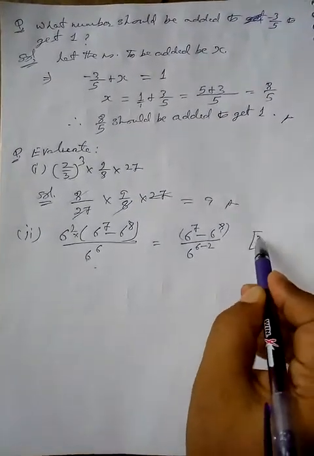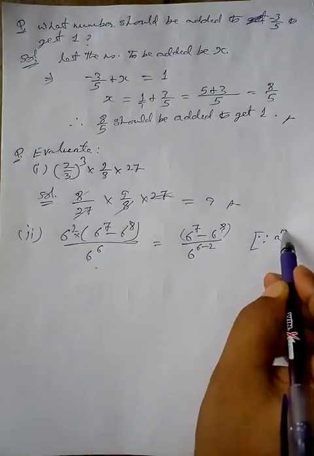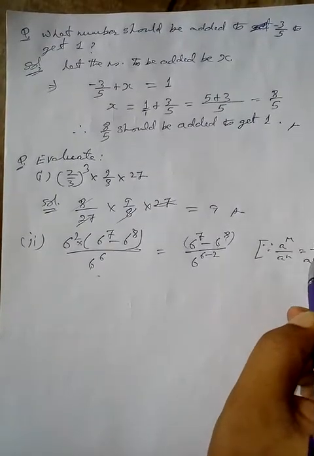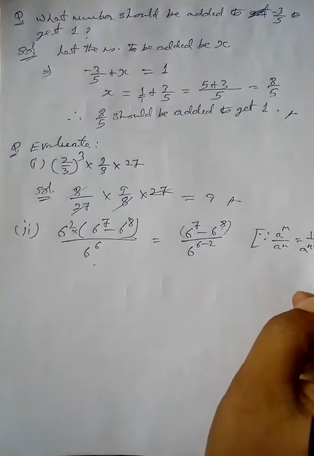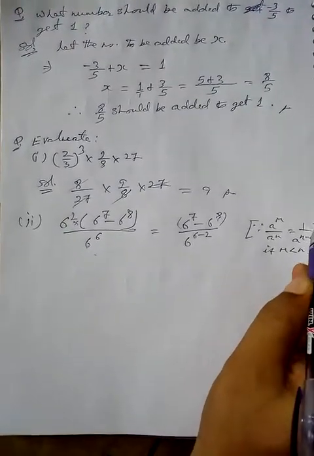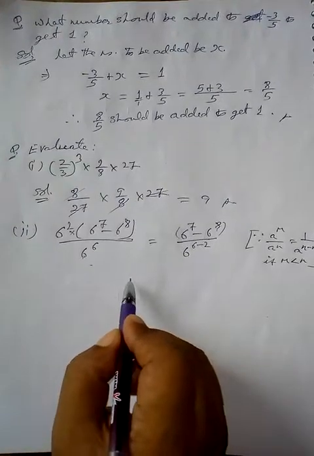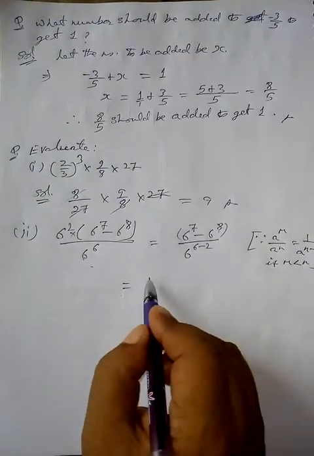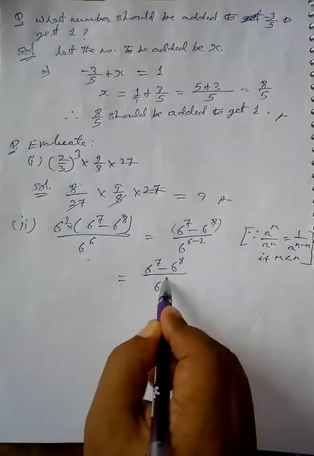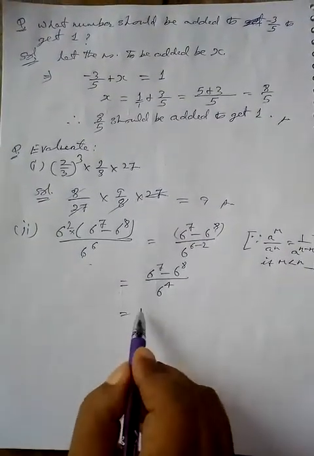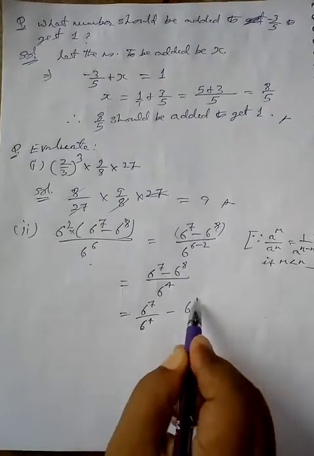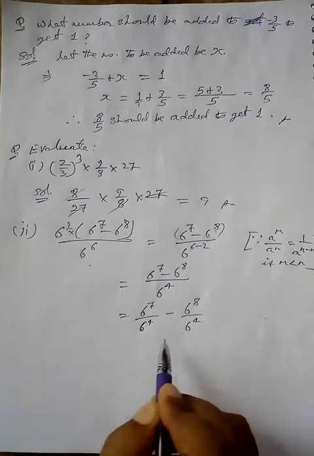Since by using the property, a raised to power m upon a raised to power n is equal to 1 upon a raised to power n minus m if m is less than n. So by this property we get this. So it is 6 raised to power 7 minus 6 raised to power 8 upon 6 raised to power 4. Now split this. 6 raised to 7 upon 6 raised to power 4 minus 6 raised to power 8 upon 6 raised to power 4.